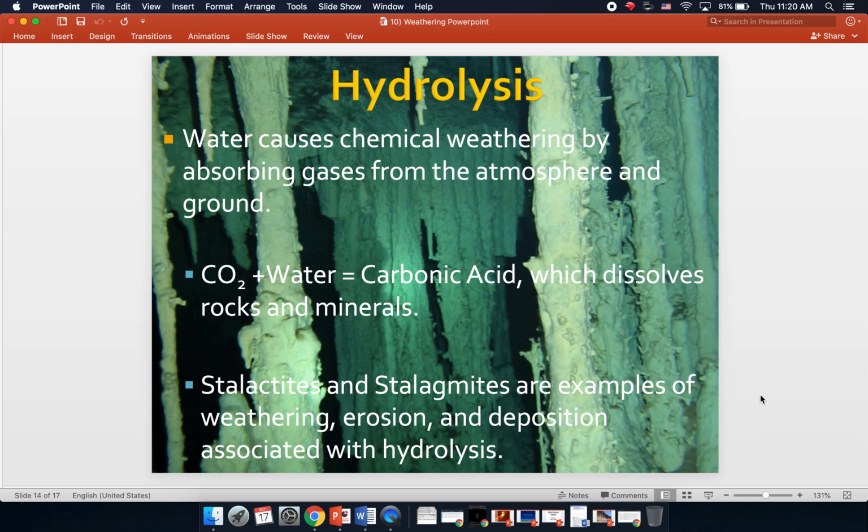So every time the water drops, it takes a little bit of the minerals from the rocks with it, and it forms these spikes from the ceiling and spikes from the floor, and eventually with enough hydrolysis and erosion and deposition, you can end up with these columns where they connect like this. So if you ever visit a cave and you see the stalactites and the stalagmites and the columns in the cave, you'll know that those are the results of hydrolysis.